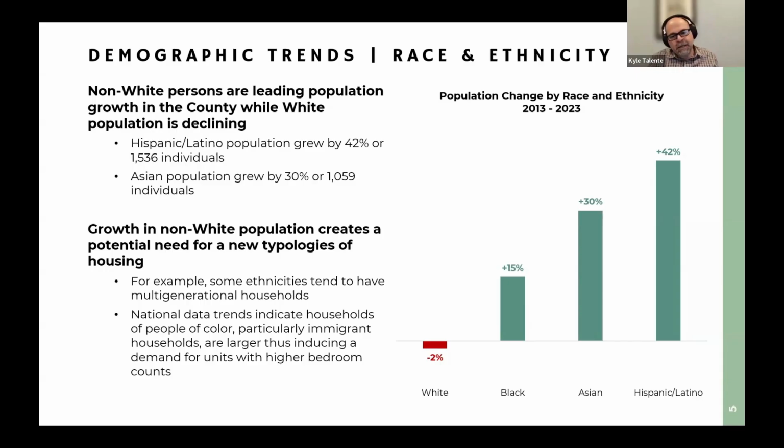More particularly, households of color tend to have a higher incidence of, for example, multi-generational households, where a parent will live with a grandparent and their children. And also they tend to be larger households too. They tend to have more kids on average. And the data, actually, I'll show you in a moment, kind of bears that out.